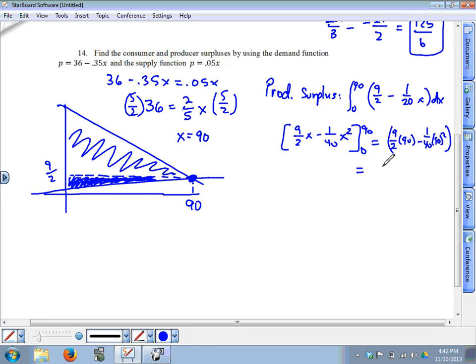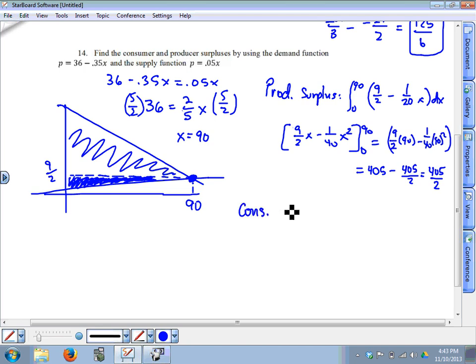So 9/2 of 90 is 405, and then 1/40th times 90 squared. 90 squared is 8100. 1/40th of that is 405 halves. So if we start with 405 and we take away 405 halves, then we're left with 405 halves. That's in terms of dollars. So the producer surplus is $405 halves.